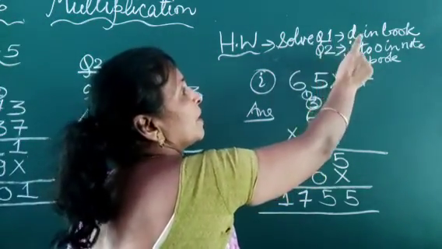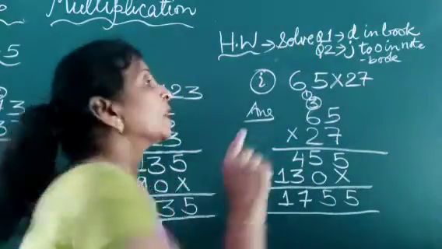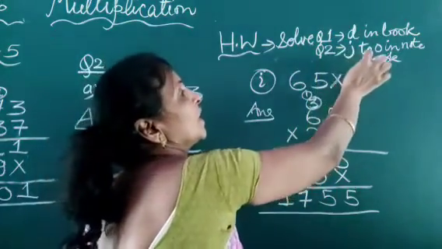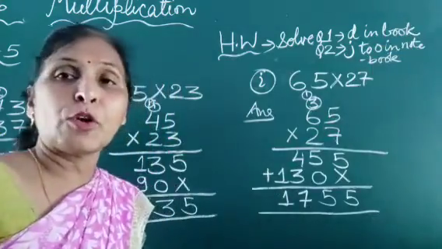Now this is your homework. Solve question number 1 D part in the book and question number 2 J to O part, solve in your notebook.